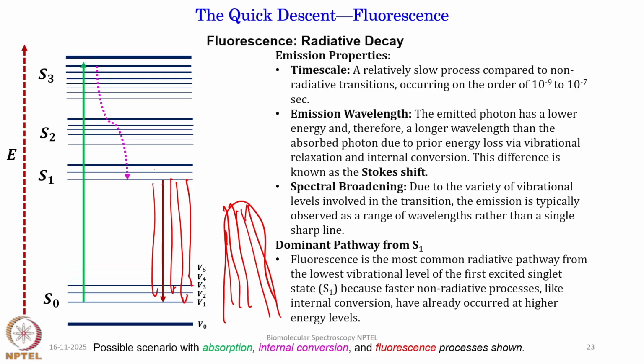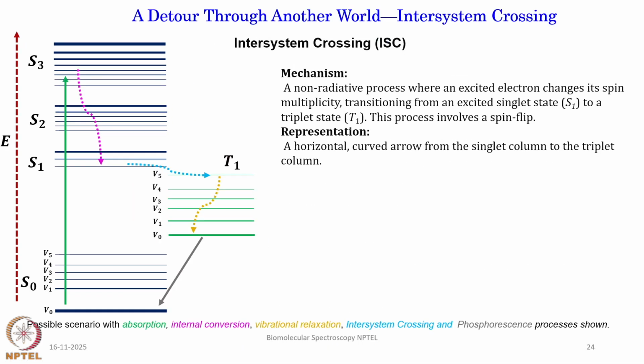So, the dominant path from S1 is fluorescence, the most common radiative path, from the lower vibrational level of the first excited state. Because faster non-radiative processes like internal conversion already occur at the different energy level, you get a spectrum rather than a sharp line, right. So, that is the fluorescence.